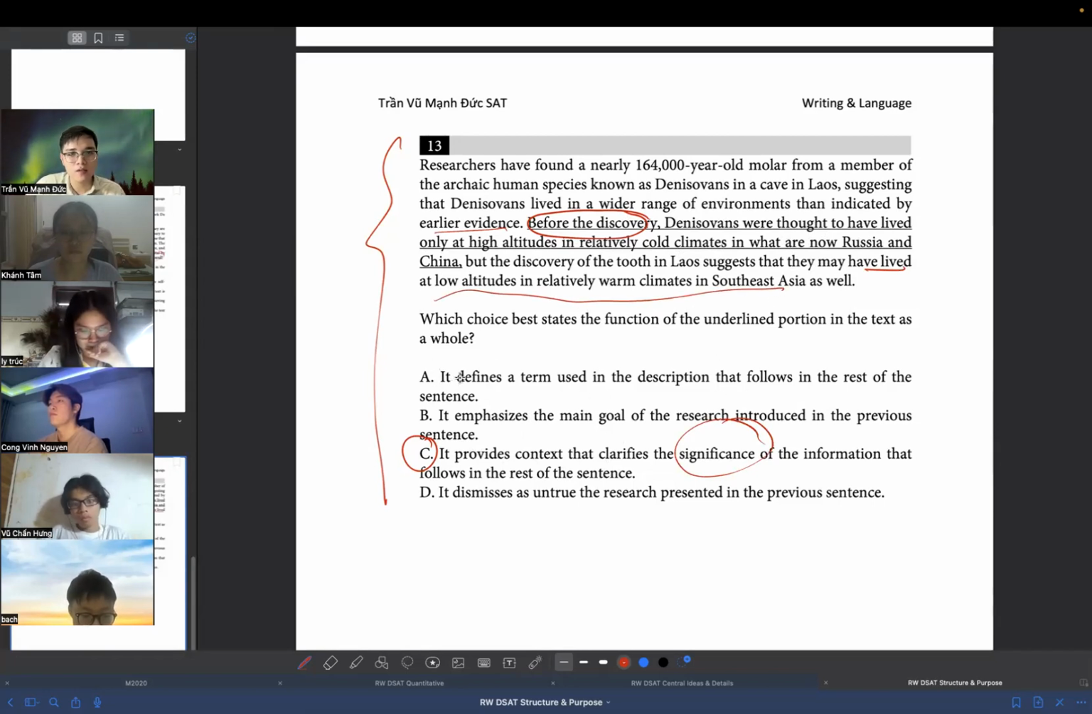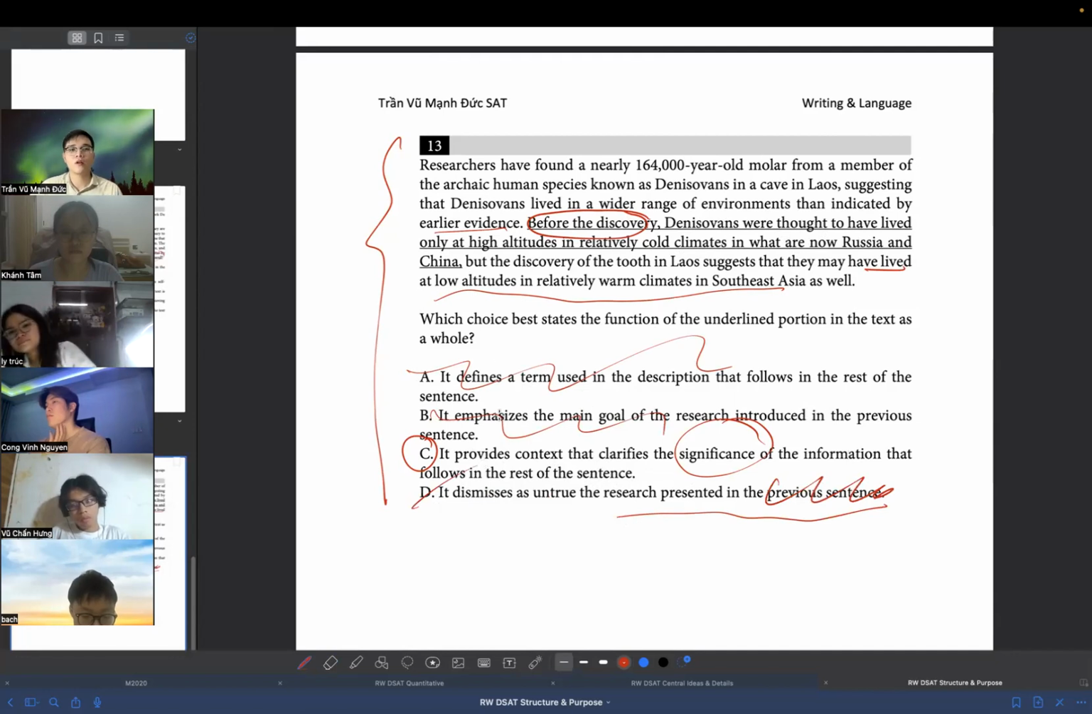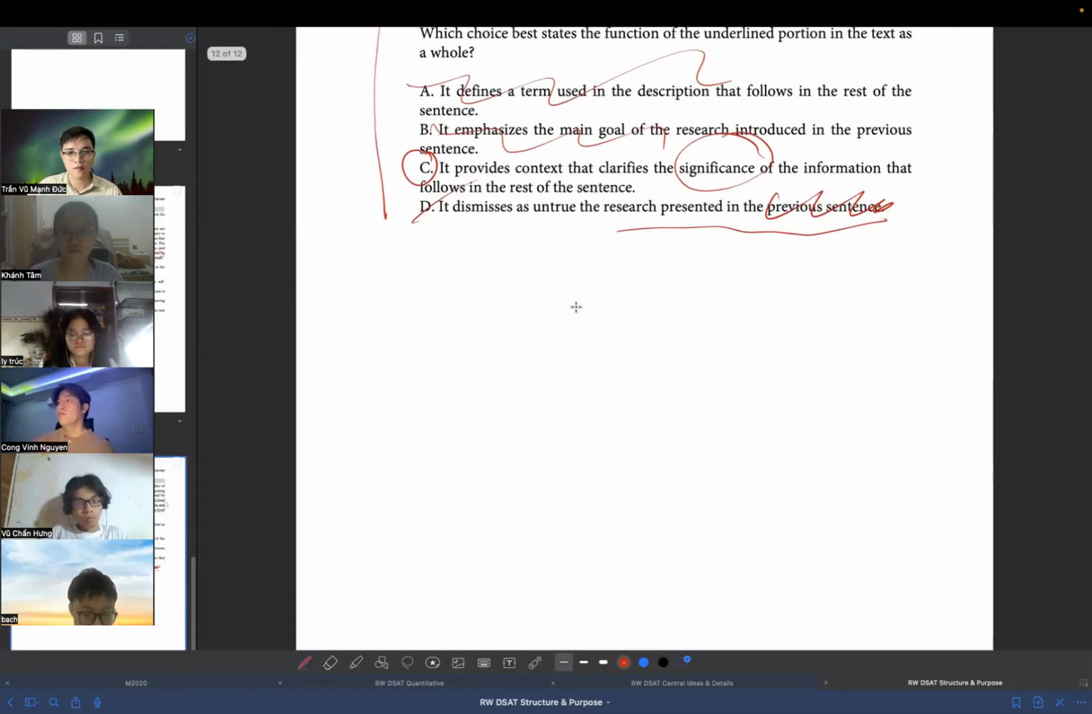Let's see. It defines a term used, so it's wrong. Emphasizes the main goal, so wrong. Dismisses untrue research. Right, this one is untrue, yes, but it was presented in the previous sentence, so wrong. D is wrong because this one is presented in the sentence. This is a new one, so be careful. Right, good. So that's it for this section.